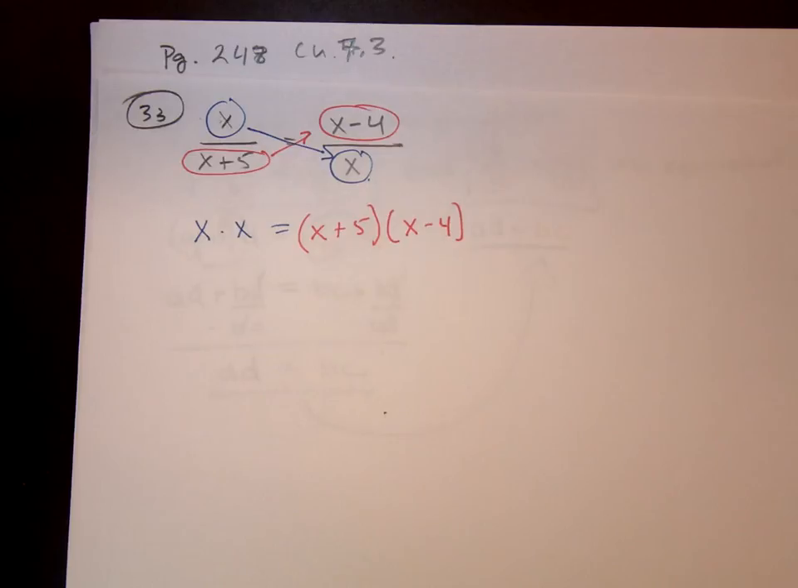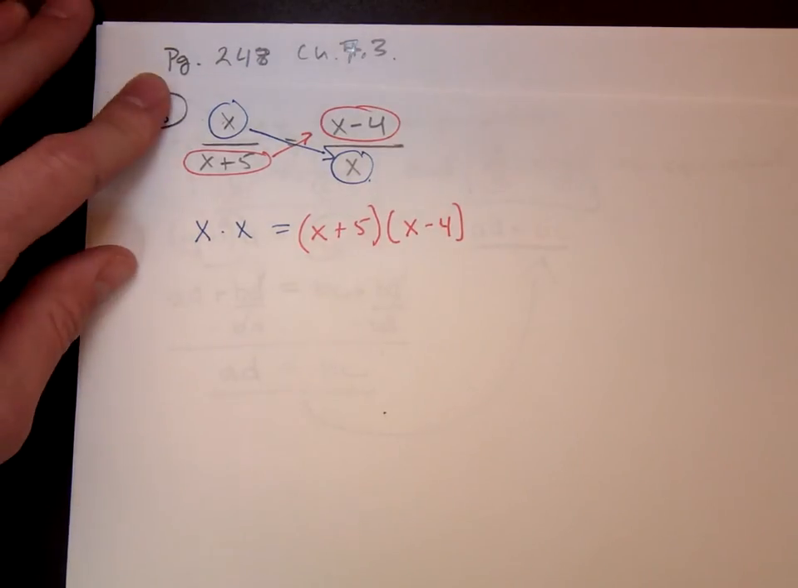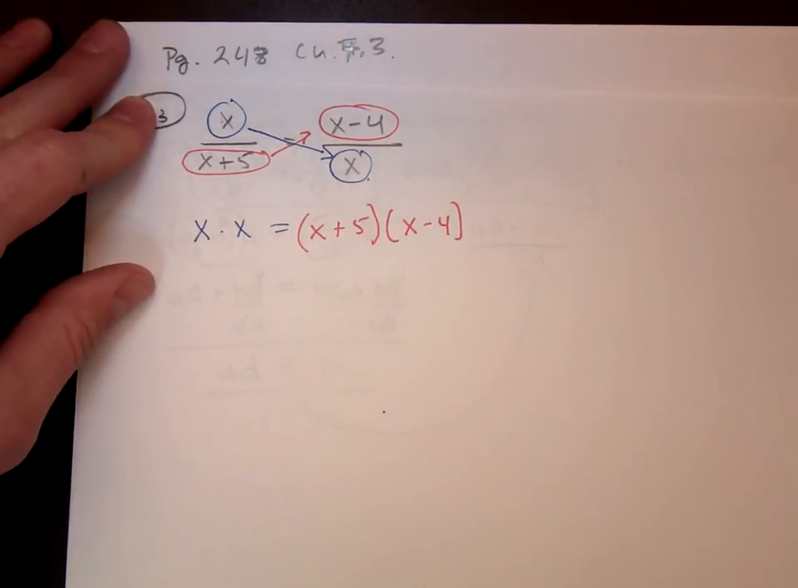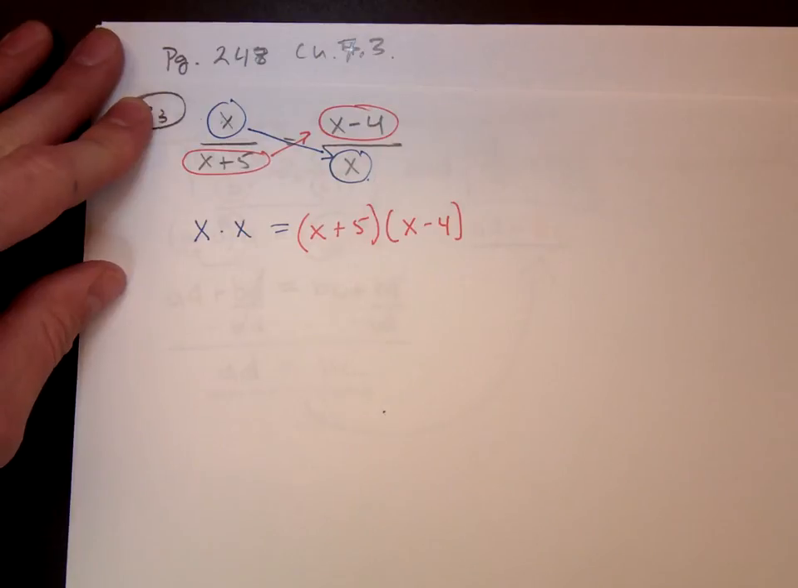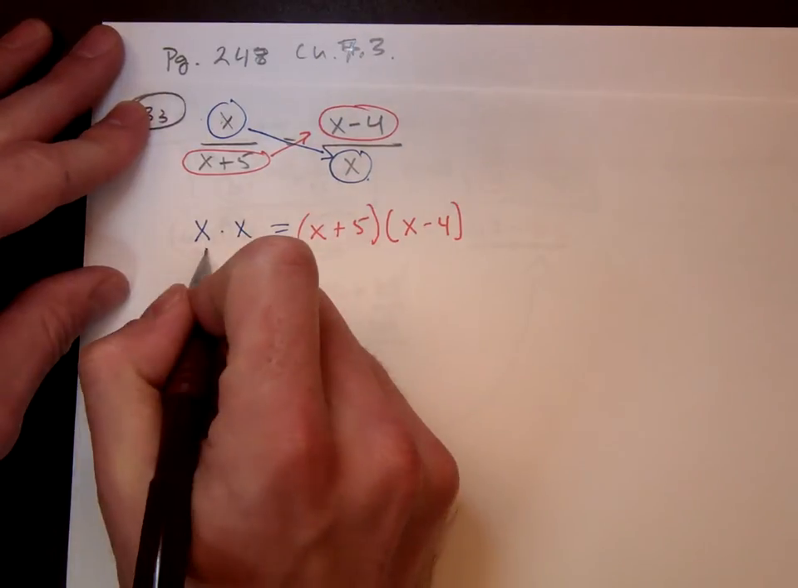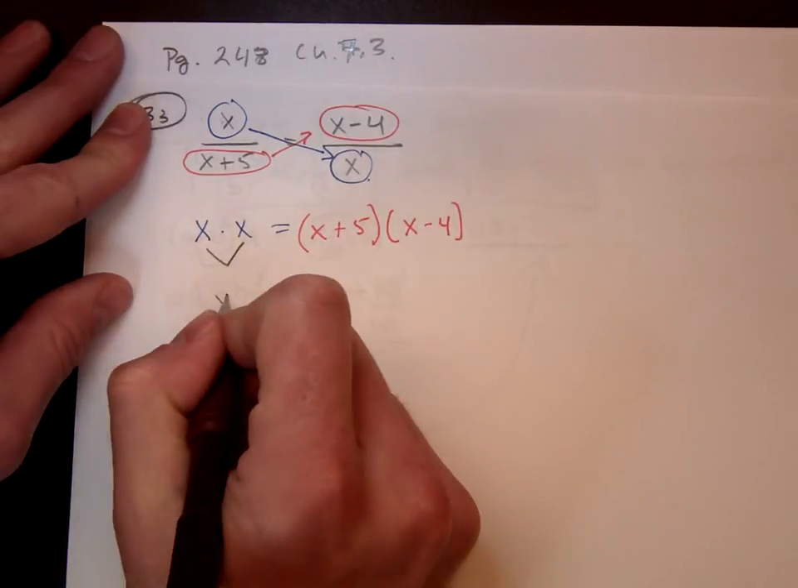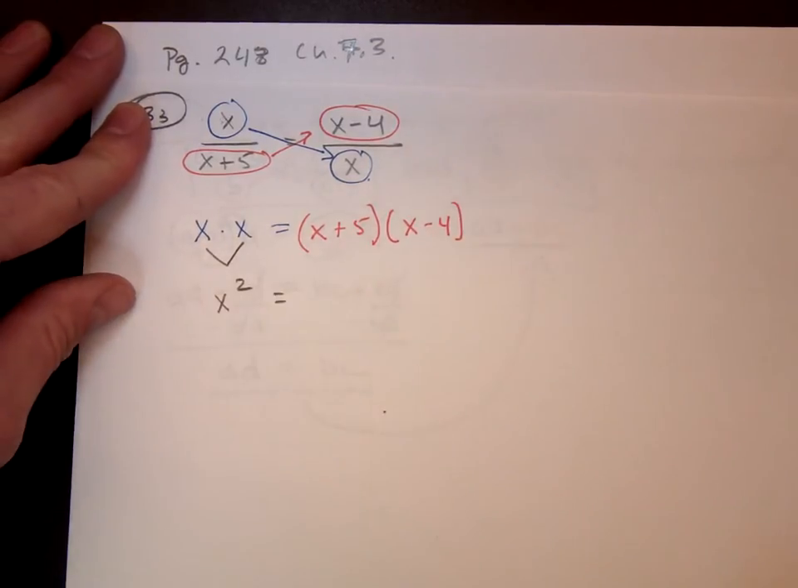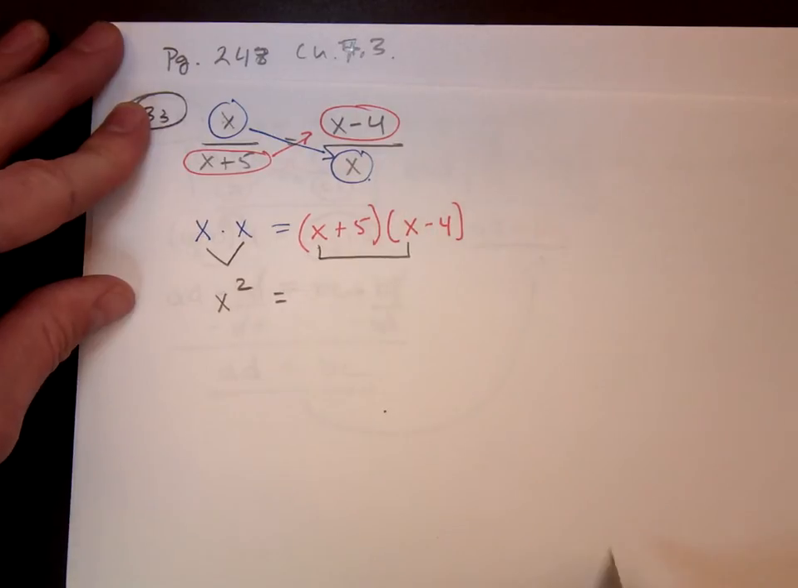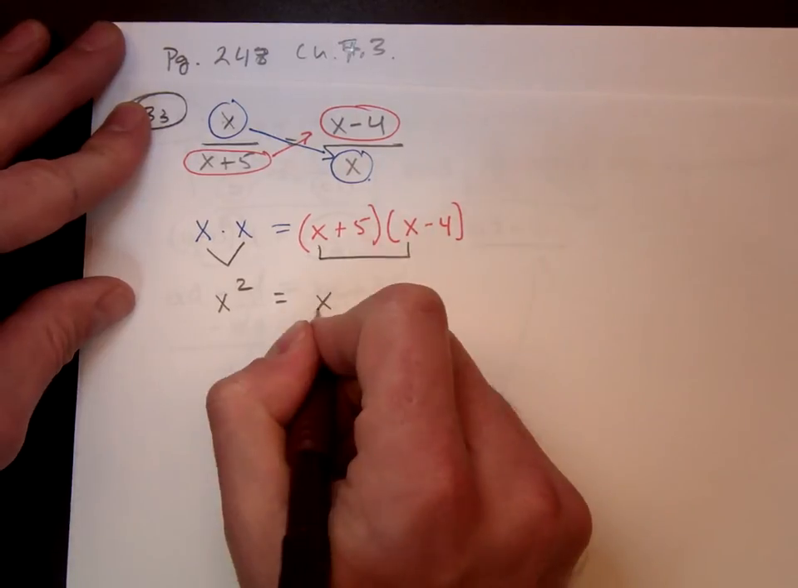Now this is going to take the F word to complete. In other words, we're going to have to factor. Oh, I was wrong. FOIL. Other F word. All right, so we have x times x, well, that's just x squared. That's equal to, first, x times x is x squared.